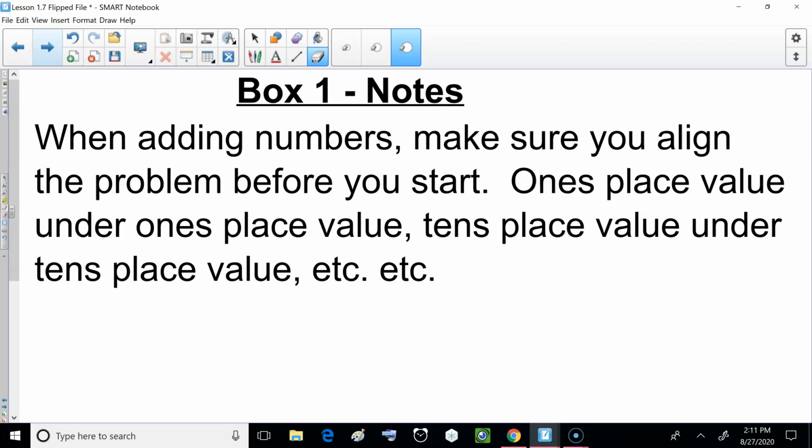So box one today, you can take out your notebooks and your pencils and write today's date on top. And your notes from today, this is an important note to remember as we're adding. When adding numbers, make sure you align the problem before you start. Well, what does align mean?